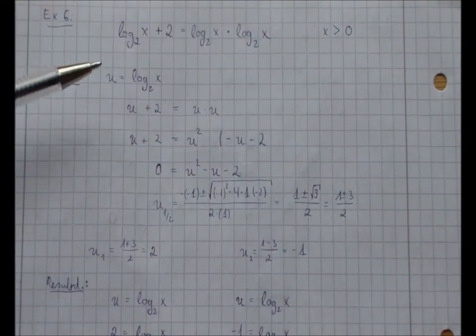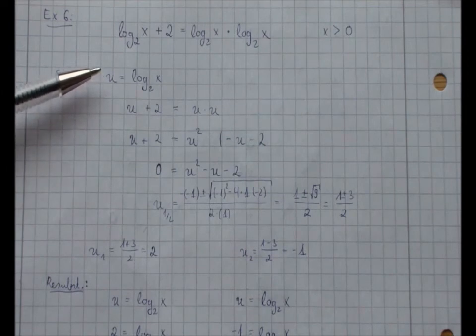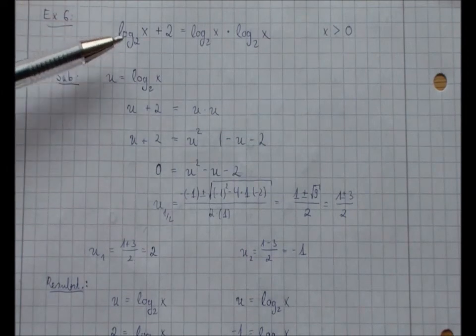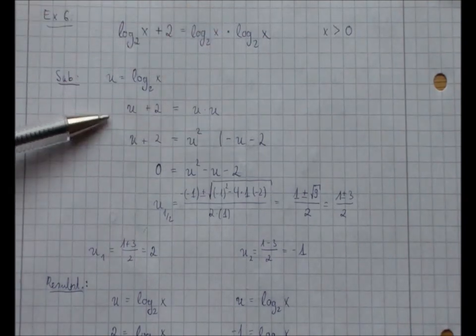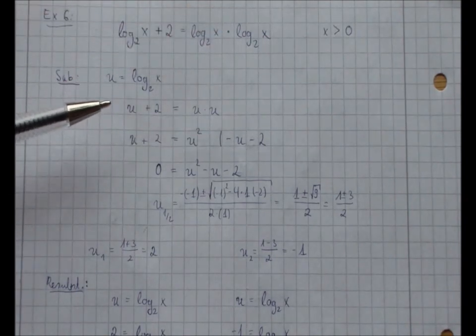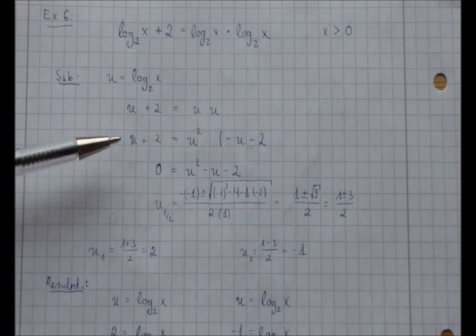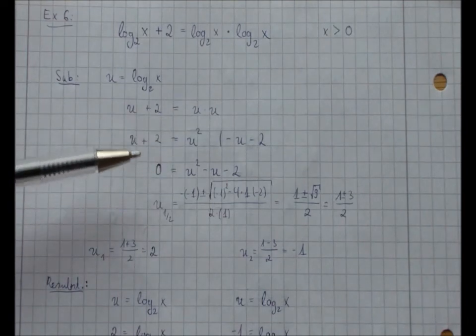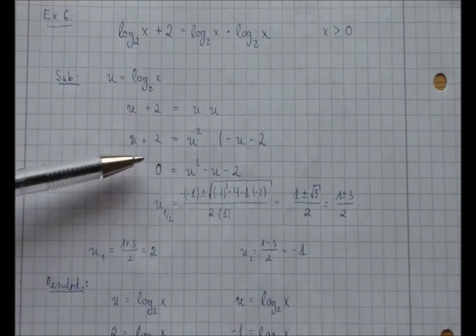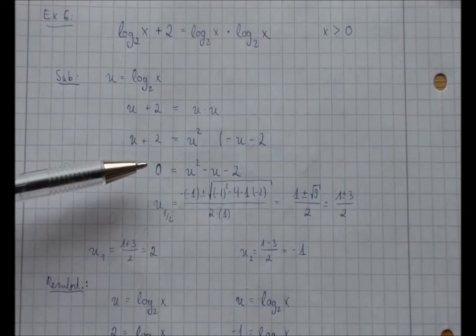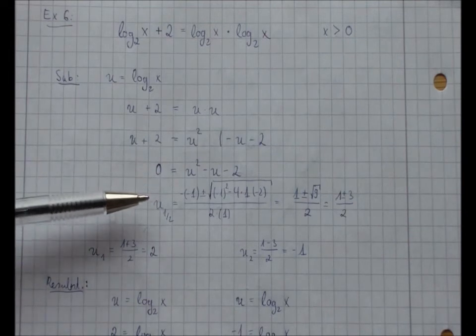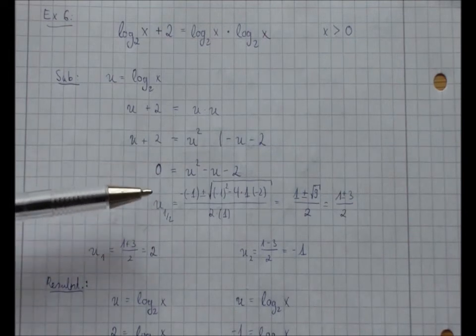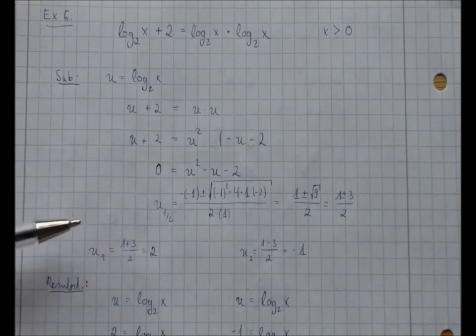Now, what do we substitute? u equals logarithm of x to the base 2, because we have it here and here we have it squared. Now what you get is u plus 2 equals u times u. u plus 2 gives you u squared. We minus u, we minus 2, and we get 0 is equal to u squared minus u minus 2. This is a quadratic equation. Use the general formula. You will get two solutions: u1 equals 2 and u2 equals minus 1.